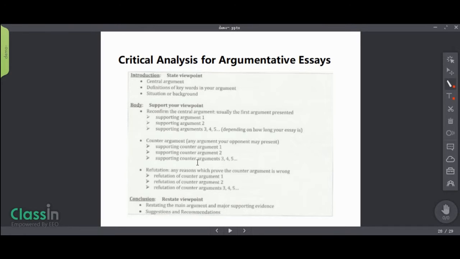So the third step is called refutation, or denial of the counter-arguments. As long as you can prove the counter-arguments are wrong, you can prove your viewpoint is right. In the conclusion, the last part of the essay, remember to restate your central argument and major supporting evidence. You can also make some general suggestions and recommendations for future research, just as in any other essay.